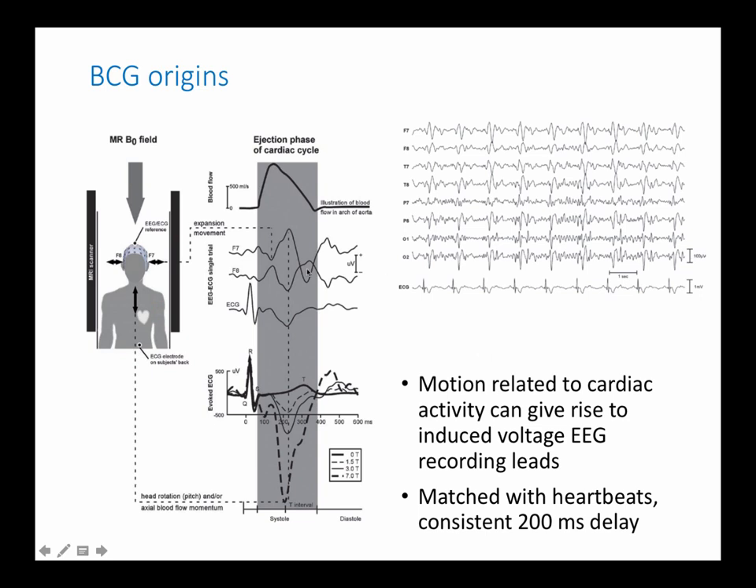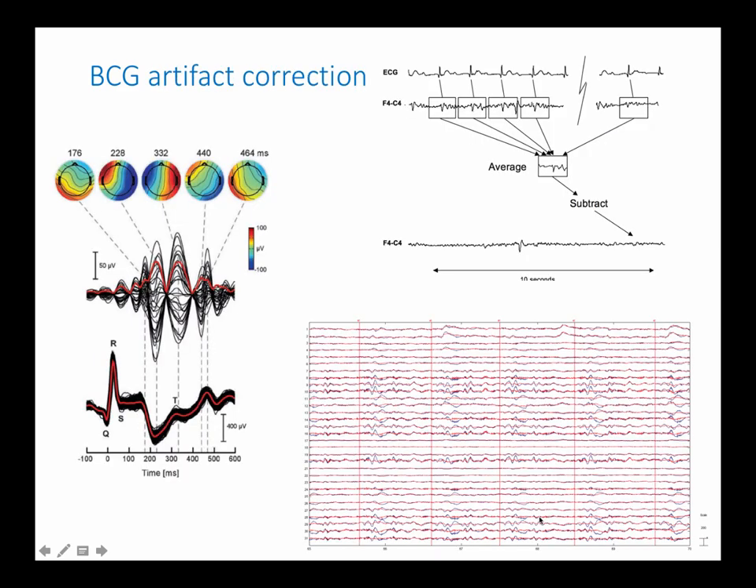It's maybe a bit unclear as to whether it's just the bolus motion of the ejection part of the cardiac cycle, or if it has something to do with a little bit of head pulsation. Regardless of that, the artifact itself is reasonably consistent, and it's matched with the heartbeats with a consistent delay. So they're distributed a little bit all over the place in the brain. But again, you can find a template of them. You average all of the templates together because you lock it with the heartbeat.